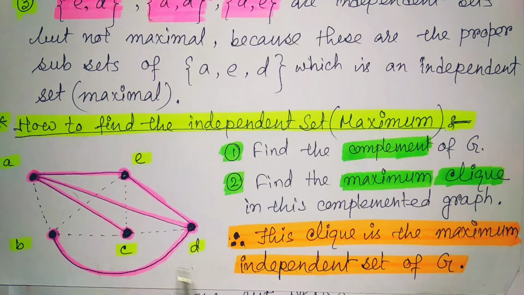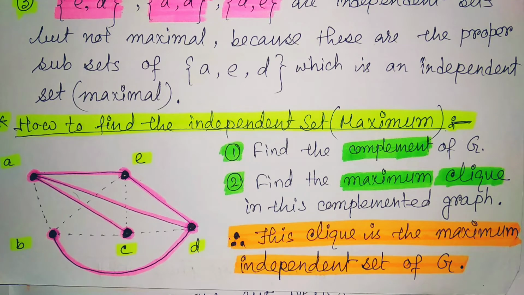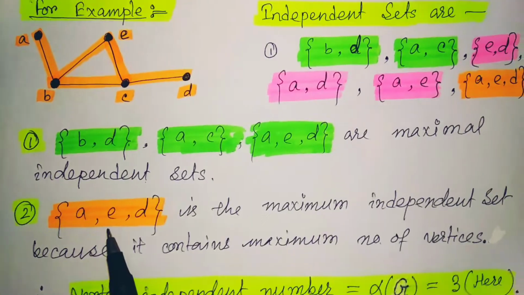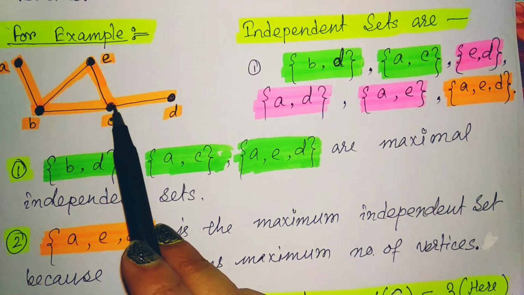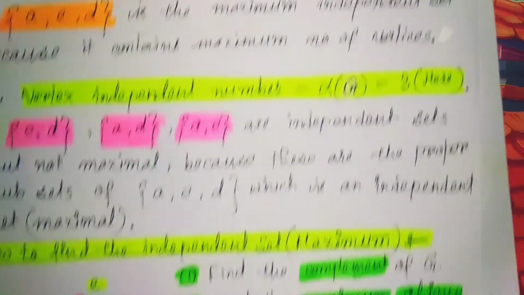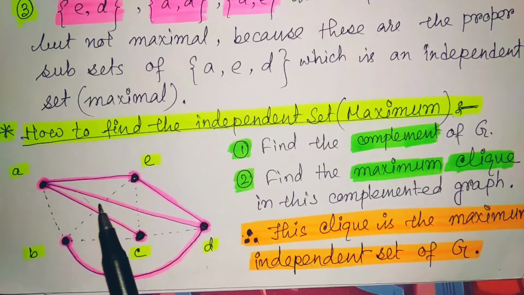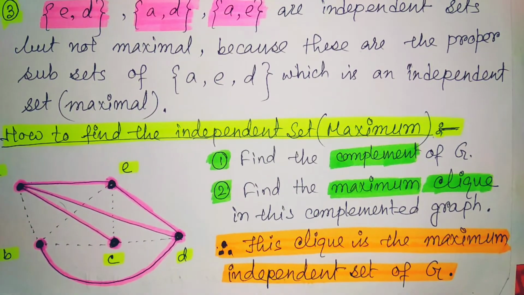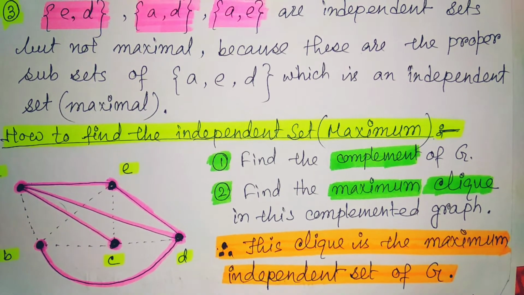So at first we should find out the complement of the given graph. Then find the maximum clique for this complemented graph. And the vertices contained in this maximum clique are the independent set for the given graph. That means for the given graph G, our maximum independent set is AED, and the maximum clique contains the vertices ADE. Both are the same. Hence, in this way, we can find out the maximum independent set for the given graph.